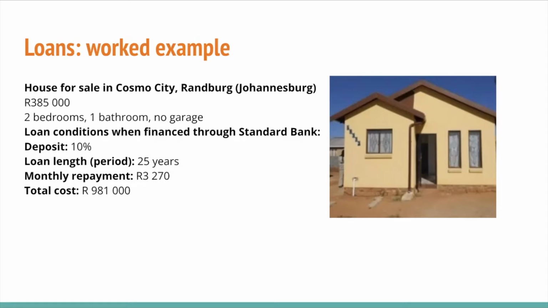For example, when we look at this house, it says the deposit amount is 10%, and 10% of 385,000 Rand is 38,500. So you have to put 38,500 Rand down if you want Standard Bank to give you this loan.